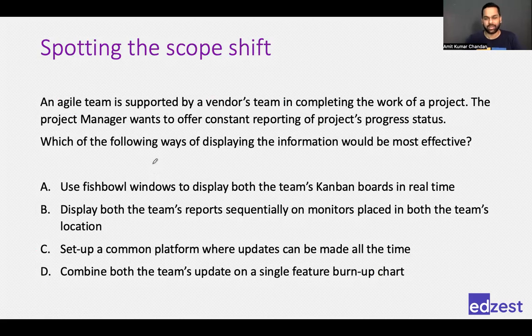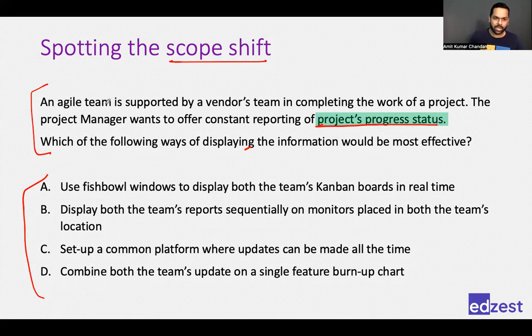And what is happening here? What we need to understand is that there is a scope shift, a very subtle scope shift that has happened between the question and the options. What am I talking about? Look at the question. The question is talking about the project's progress status. There are two teams, and we are looking for the project's progress status.